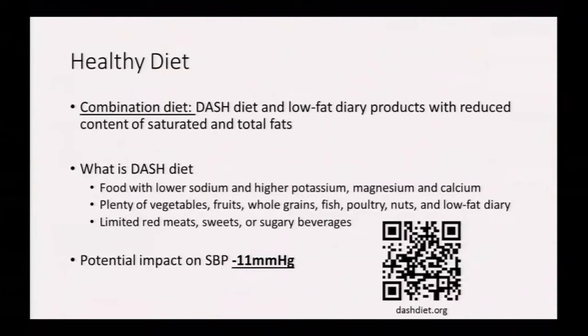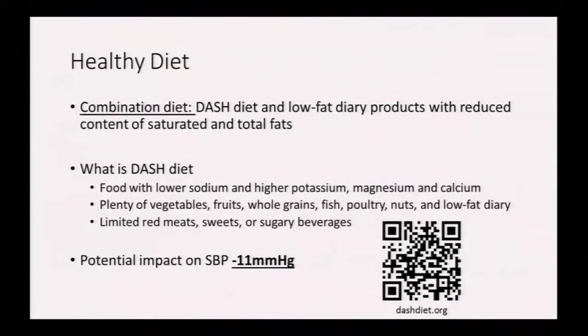Healthy diet. There's a lot of healthy diets that we can discuss for the heart and for hypertension. But one diet that has the highest impact on reducing blood pressure was a combination diet of DASH diet and low-fat diet, which would be essentially a DASH diet, which we'll talk about now, and then low-fat dairy products and limited intake of saturated and total fats. So what is DASH diet?